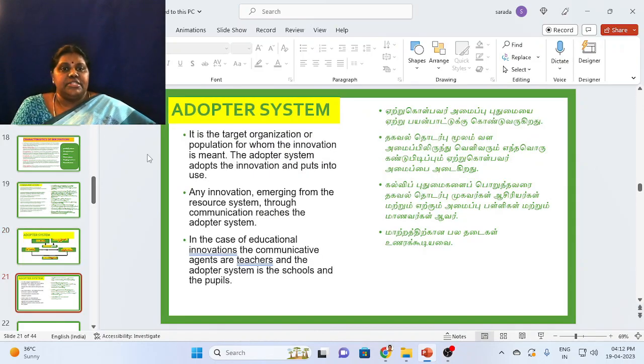The adopter system is the target organization or population for whom the innovation is meant. The adopter system adopts the innovation and puts it into use. Any innovation emerging from the resource system through communication reaches the adopter system. In the case of educational innovations, the communicative agents are teachers, and the adopter system is the school and the pupil.